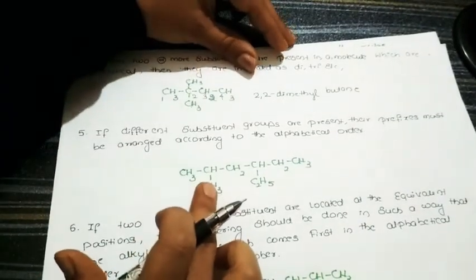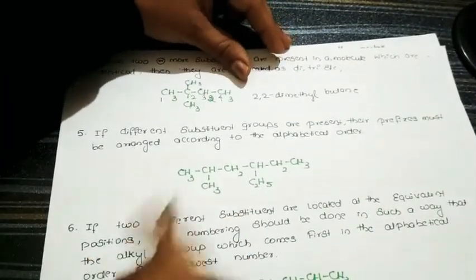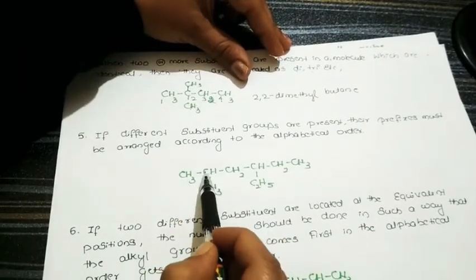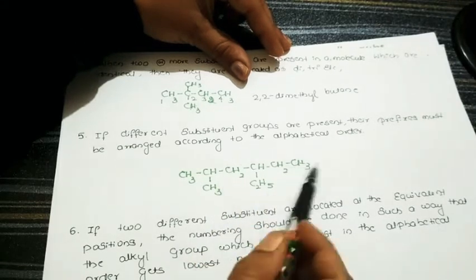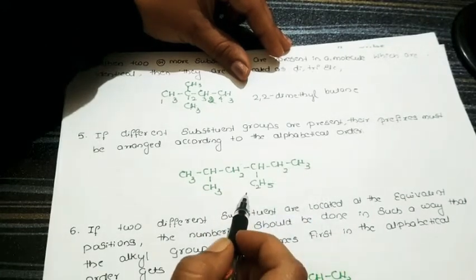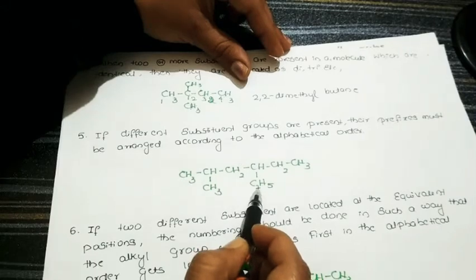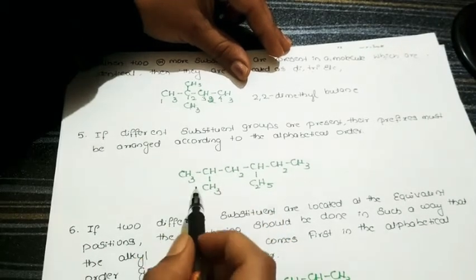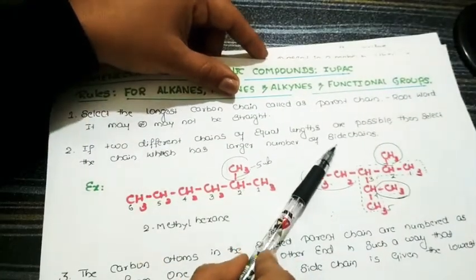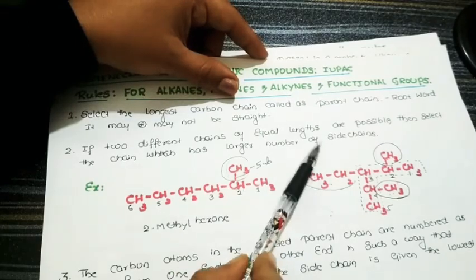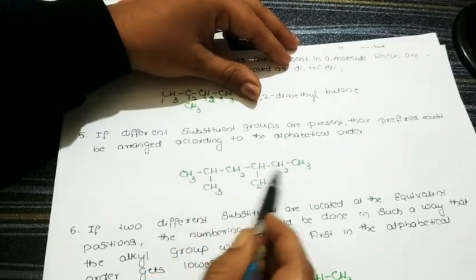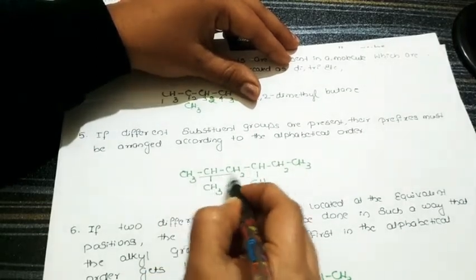So for this, I'm going to apply all the rules. Just observe, dear students, what is happening. I need to select the longest chain. Now 1, 2, 3, 4, 5, 6. 6 carbon atoms. Or 1, 2, 3, 4, 5, 6. 6 carbon atoms. And if I take 2 carbons here, 2, 3, 4, 5, 6. 6 carbon atoms. So according to the second rule, what does it tell? If the chain length is equal, then select the chain which has got more side chains. So for this, I am getting more side chains, so I'm going to select this as the parent chain.